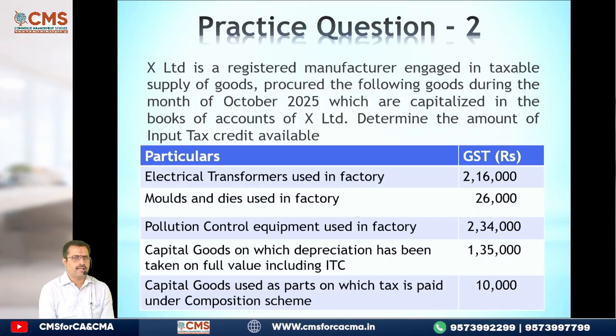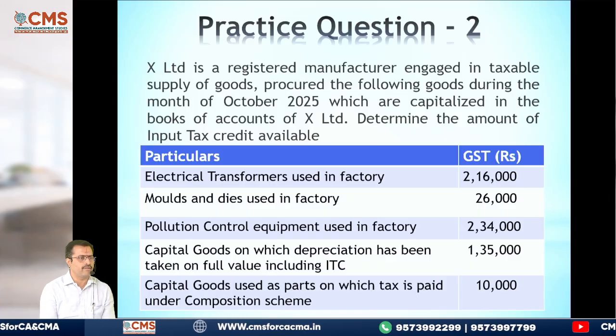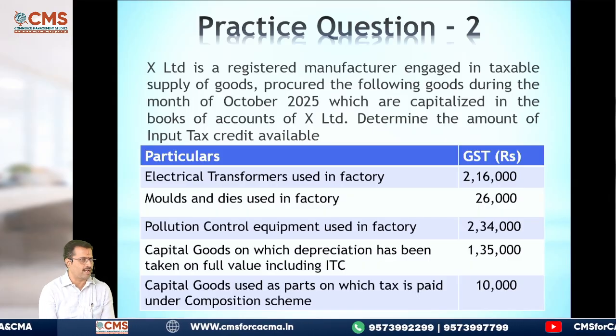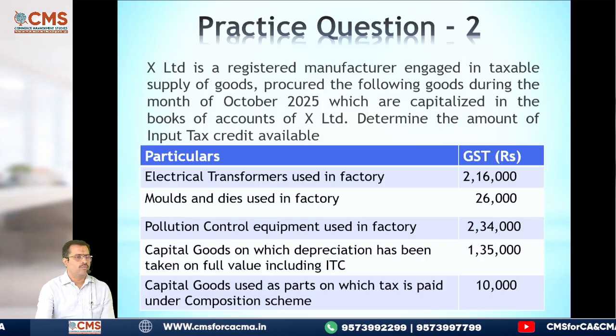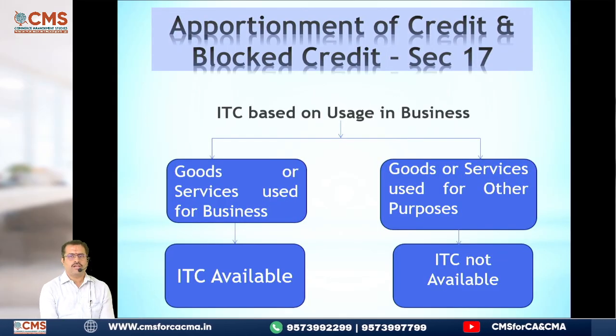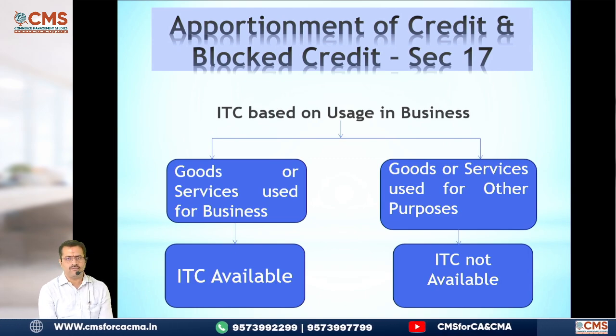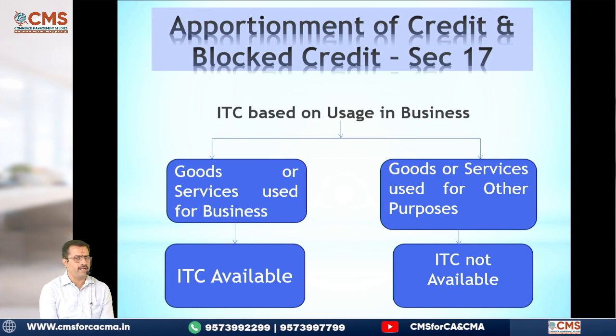But they will ask you a little typical question only. How they will ask, we will see that also from the question paper, like how we did yesterday. Now, we are coming to section 17. We are talking about apportionment of credit and blocked credits. Let's see what you mean by apportionment and blocked.